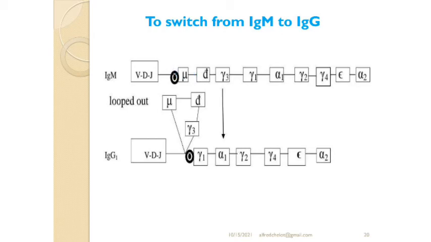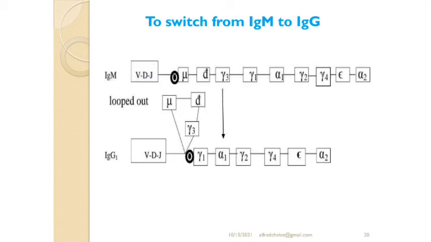So suppose we want to associate the same V, D, and J gene with gamma 1, then we have to put the V, D, and J gene next to what? Next to gamma 1. So suppose we want to associate the same V, D, and J gene segment with gamma 1, we have to make sure that we have put the V, D, and J gene segment next to what? Next to gamma 1. So how is that going to take place?